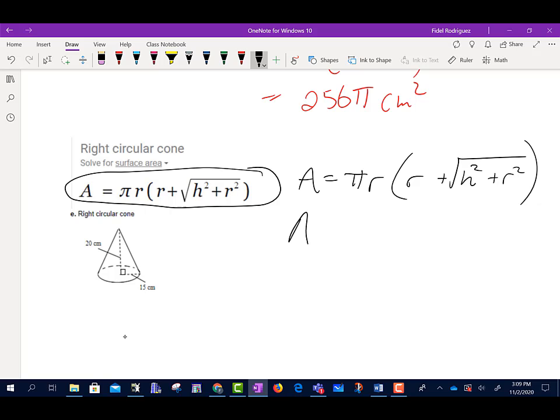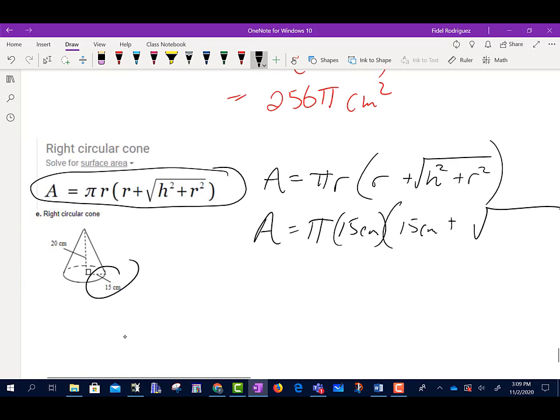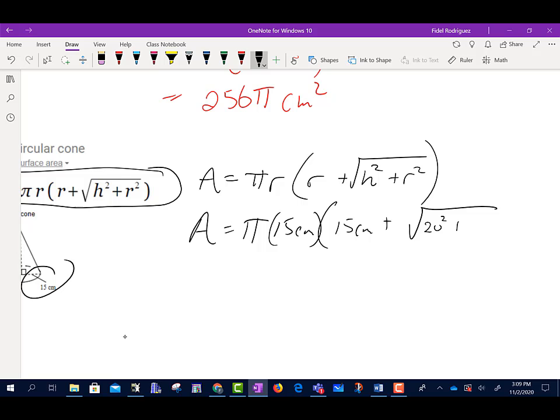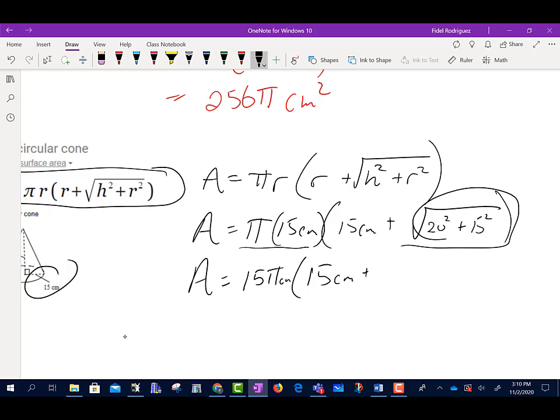All right, because now what I'm going to do is plug and chug pi. What is my radius? 15 centimeters. Okay. Times my radius again is 15 centimeters plus, let's see, the square root of the height, in this case is 20 squared, plus the radius squared, 15 squared. Okay. And let's see, I'm going to write this as 15 pi times 15 centimeters, 15 centimeters plus, I'm going to do this part here on my calculator.